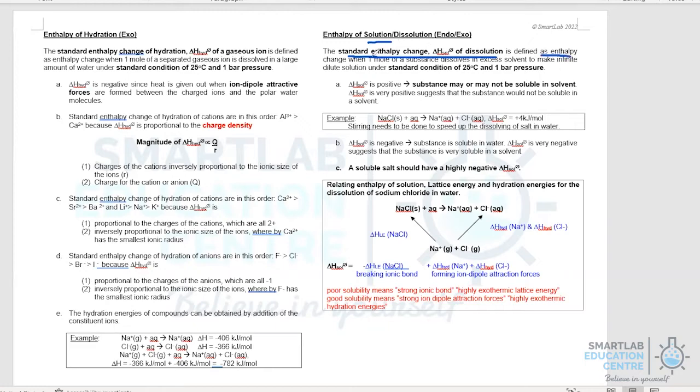And it's defined as the enthalpy change when 1 mole of substance dissolved in excess solvent to make an infinite dilute solution under standard conditions, again of 25 degrees Celsius and 1 bar. If the enthalpy change of solution is negative, then the substance is soluble in water. If the enthalpy change is positive and the value of the enthalpy change of solution is small, then it is possible that the substance can still dissolve in water. So for example, like sodium chloride, which actually has an enthalpy change of 4 kilojoules per mole.